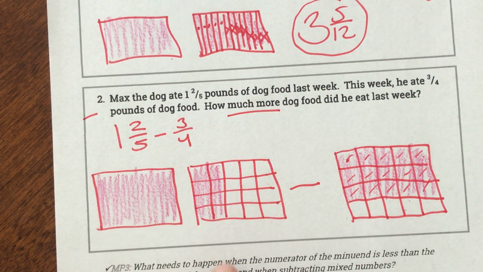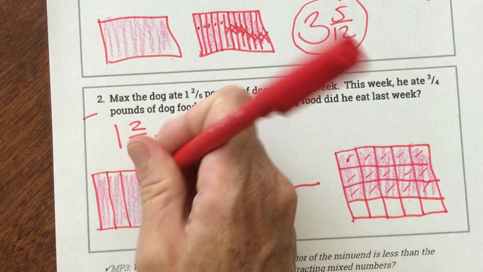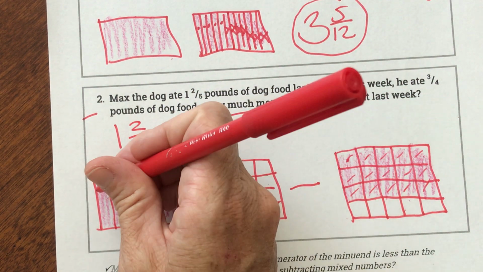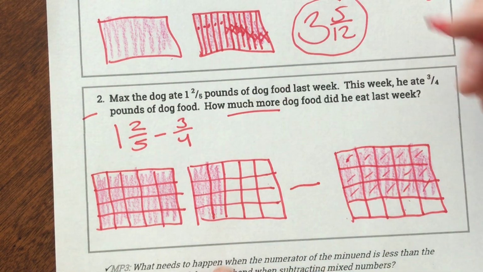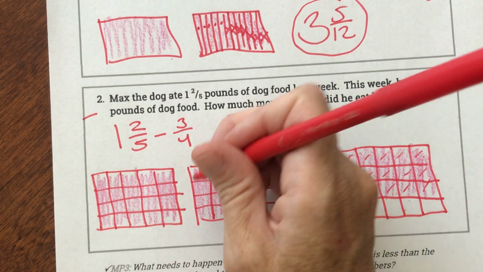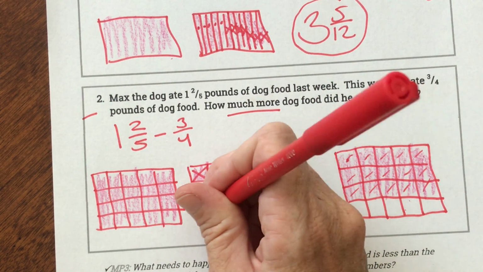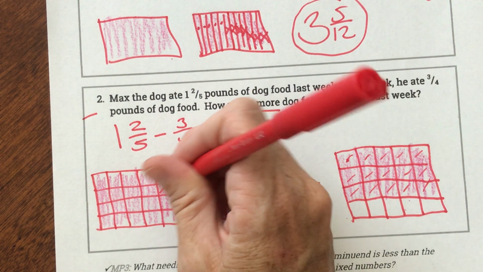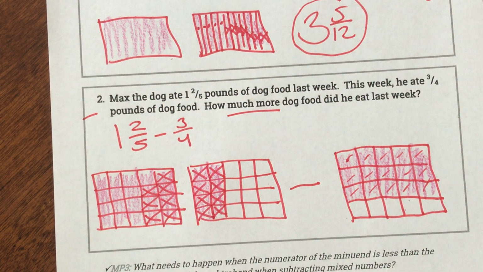So I need to cut up this whole. So when I cut it up, it needs to match. So 1, 2, 3, 4 vertical lines. And 1, 2, 3 horizontal lines. And now I have enough parts to take away the 15. So 1, 2, 3, 4, 5, 6, 7, 8, 9, 10, 11, 12, 13, 14, 15.